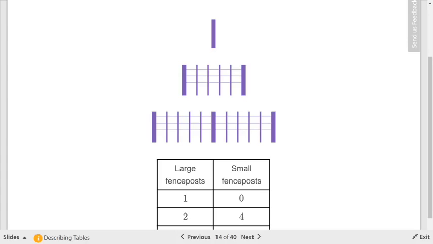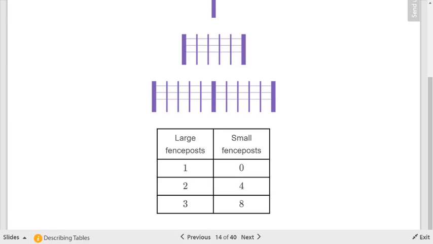In this case, we're not describing which term or which number. We're given one value that always leads to another value. Could you have 3 big fence posts without 8 small ones in between? Not in this pattern. Those numbers are locked together; they always go with each other. So if I have 4 small fence posts, that means I must have 2 large ones.